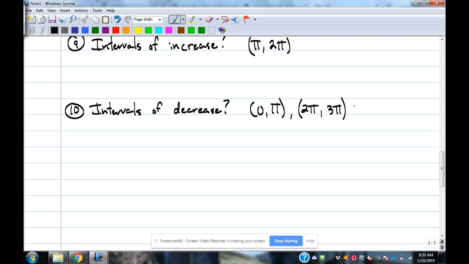And notice I'm using parentheses here because what is at the peak or the valley, is it increasing or decreasing? It's not doing either, right? So we're using parentheses because we're not including that point on either of the intervals there. All right, so at 3 pi, it starts increasing again and increases until we get to 4 pi. And you've got the intervals of increase and decrease out of that. All right.